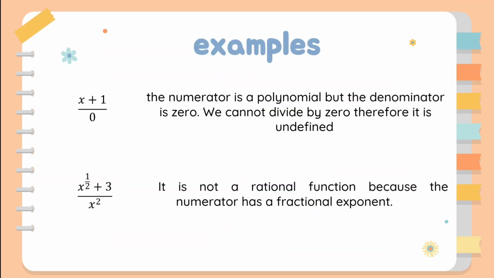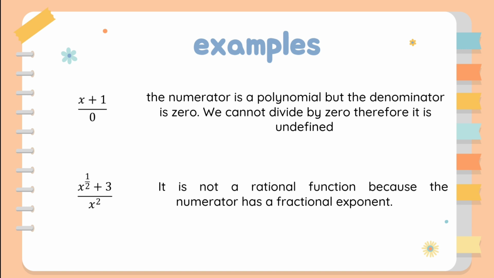Here are some examples. Example number 1. x plus 1 over 0 is not a rational function because the numerator is a polynomial but the denominator is 0. We cannot divide by 0, therefore it is undefined, so it does not satisfy the condition of a rational function.